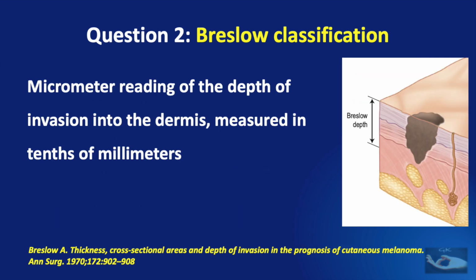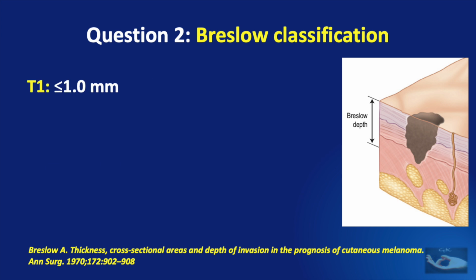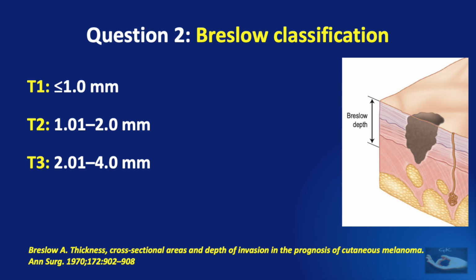Under the Breslow classification or staging, there is a micrometer reading of the depth of the invasion into the dermis, measured in tenths of millimeters. This was given in 1970. Under this staging, T1 is less than or equal to 1 millimeter invasion, T2 is 1.01 to 2 millimeters invasion, T3 is 2.01 to 4 millimeters invasion, and T4 is more than 4 millimeters involvement by the melanoma.